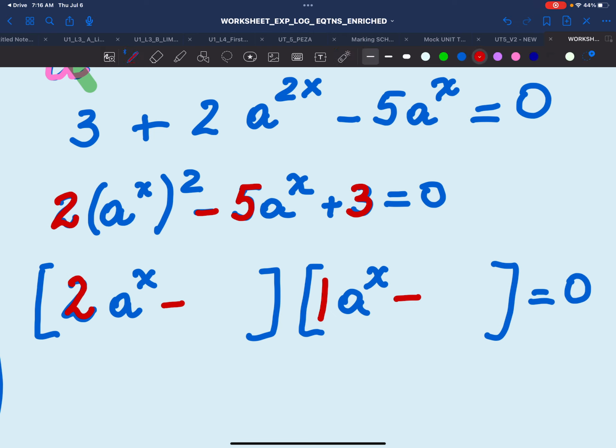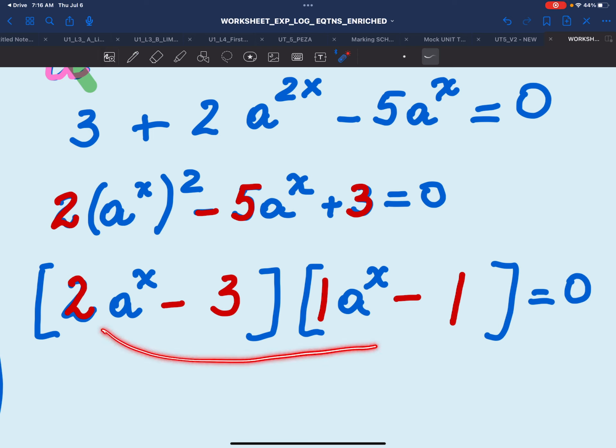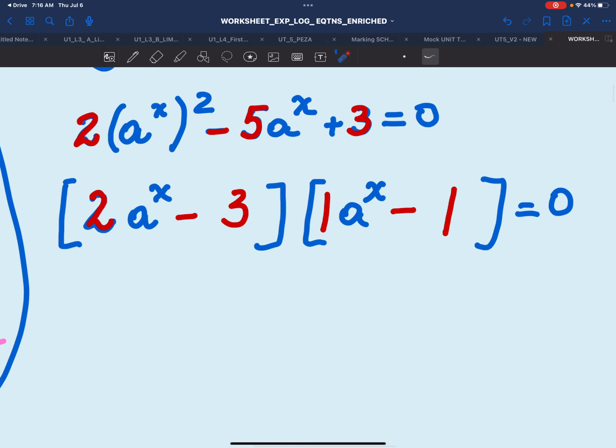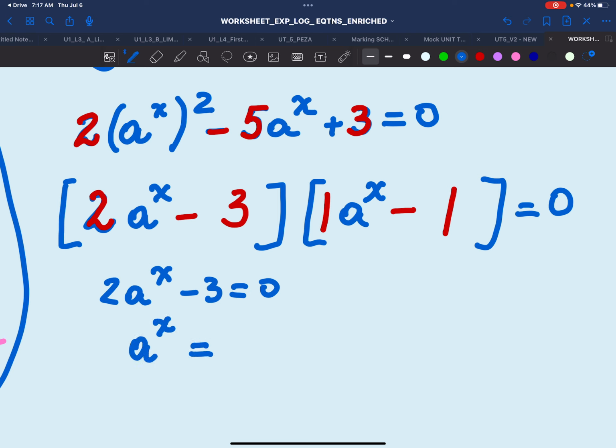So let's try the other arrangement. Let's place the numbers 3 and negative 1 this way and see what we get. So we have negative 2, negative 3, which will give negative 5. So voila, here we are. We have to make each factor equal to 0. So 2a to the power of x minus 3 equals 0, which means that a to the power of x would be equal to, remember, negative 3 will go to the right side, so positive 3, divided by 2.